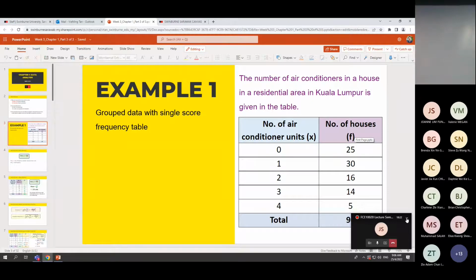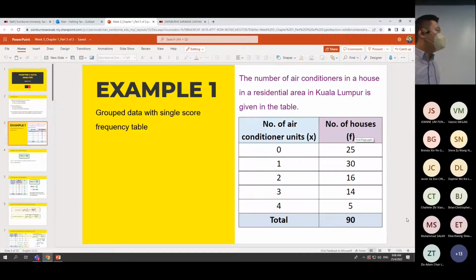I'll close this one. So this is called a frequency table, and overall it's called grouped data. You may find that in this table, all of the classes are given with a single score only, one number for each class. So this type of table is called a single score frequency table.